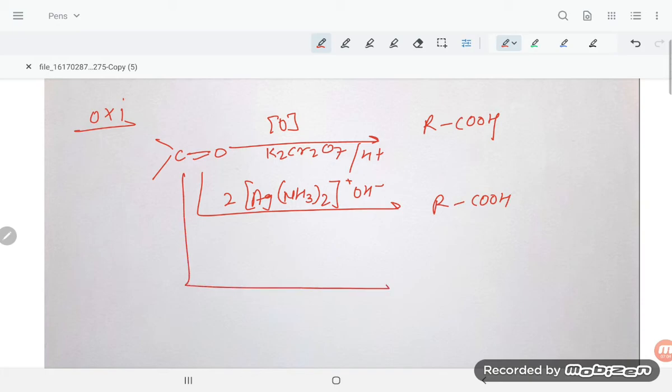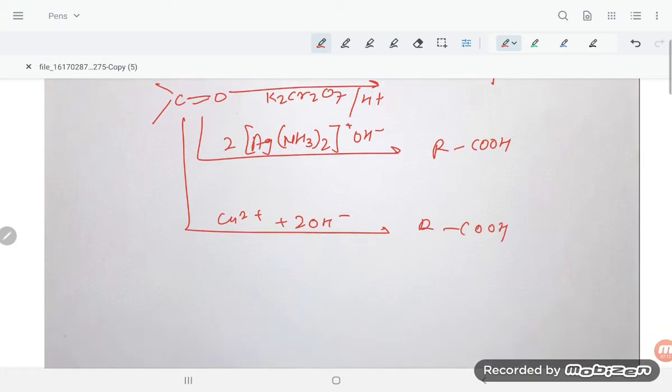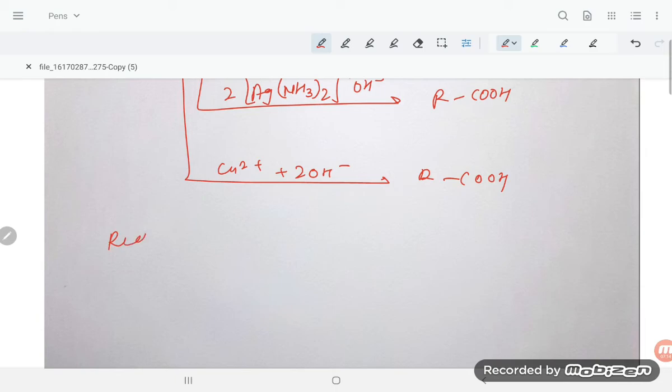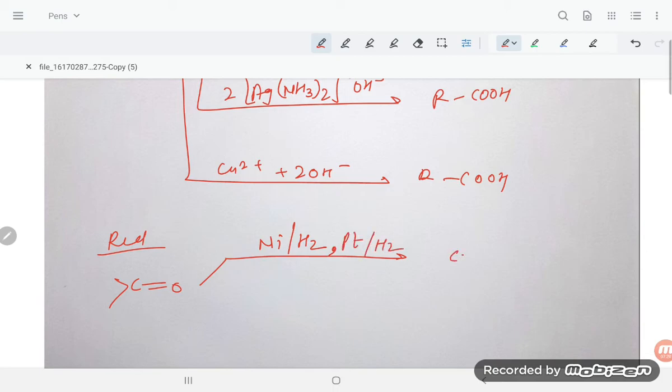The last one is the Fehling reaction: copper 2 plus and 2OH minus you are taking, so it will give RCOOH. Now the next one is the reduction reaction. C=O is there. If you are reducing with Ni and H2, or Pt and H2, it will give CHOH, and this one we will get.